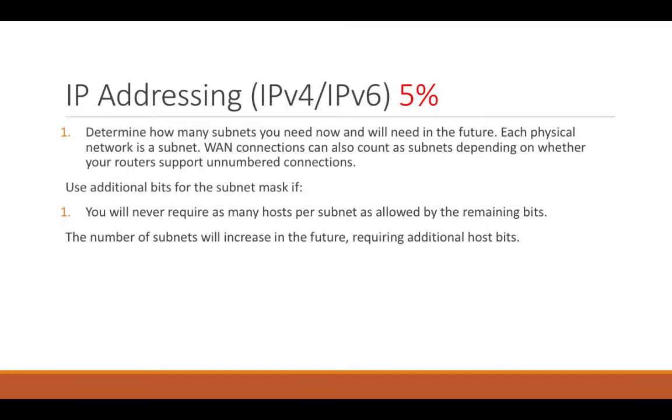And as a bit of a general rule, you should use these rules to determine the number of host bits to use for subnetting. So you need to determine how many subnets you need now and how many you'll need in the future. Each physical network is a subnet, and WAN connections can also count as a subnet depending on whether your routers support unnumbered connections. You can use additional bits for the subnet mask if you will never require as many hosts per subnet as allowed by the remaining bits, and the number of subnets will increase in the future, requiring additional host bits.